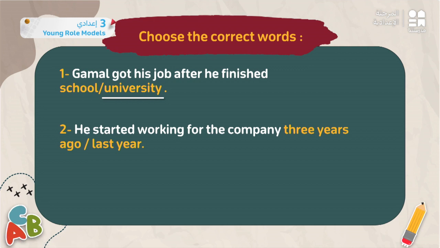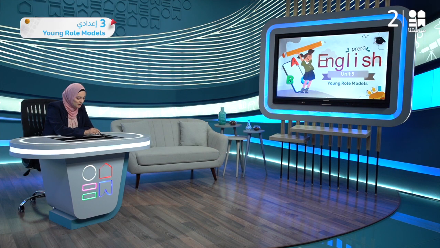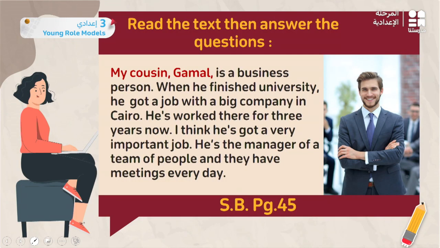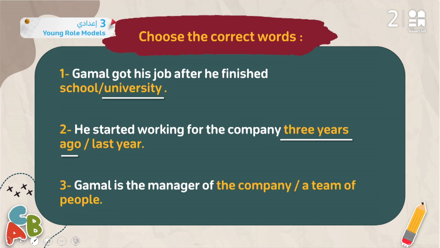Number 2, he started working for the company 3 years ago or last year. He started working, if we get to the passage. إمتى بدأ الشغل بتاعه؟ السنة اللي فاتت ولا من 3 سنين؟ He has worked there for 3 years now. يعني هو بدأ من 3 سنين ولسه شغال في المكان. 3 years ago.